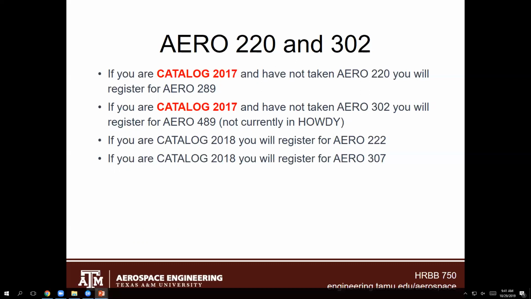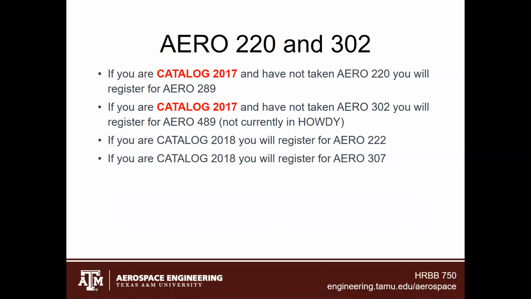Okay? If you're catalog 2018 or 2019, you will register for Aero 222. That replaces Aero 220. And then if you're 2018, you will register for Aero 307. It replaces Aero 302. Any questions about that? Okay.